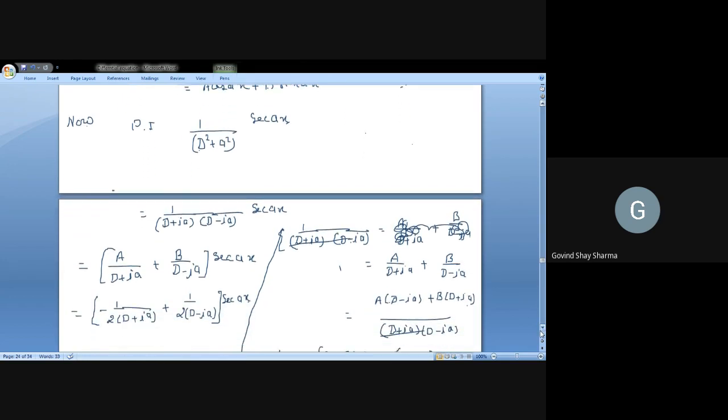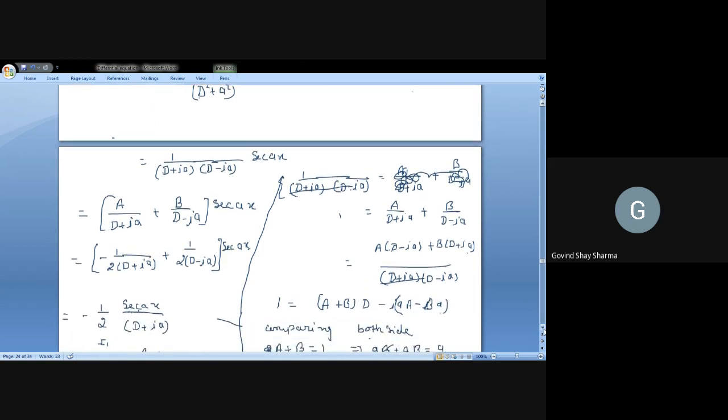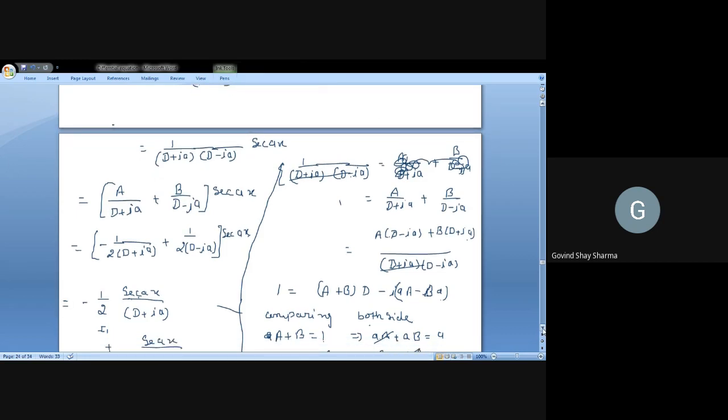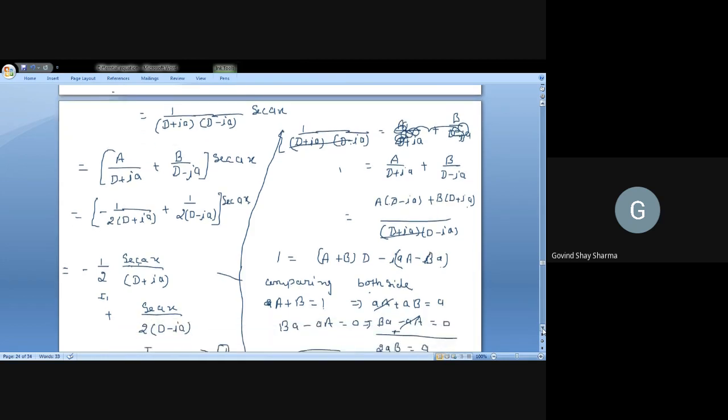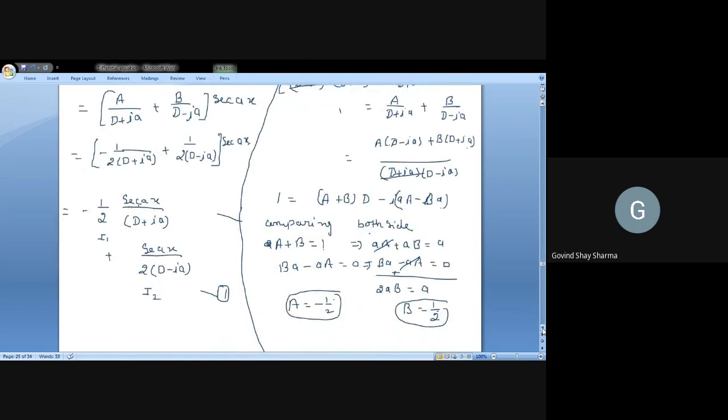We make the partial fraction A upon D plus iota I plus B upon D minus iota I. Here A(D minus iota I) plus B(D plus iota I). So by comparison, solving the right hand side and comparing with the left hand side, we get the A and B values. A is equal to minus half and B is equal to half.